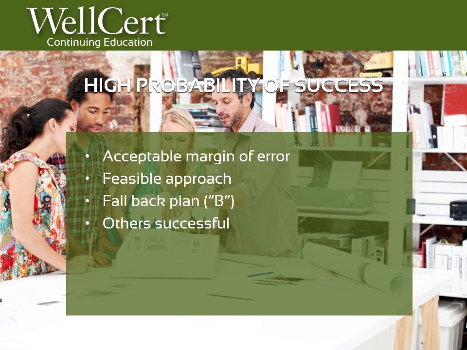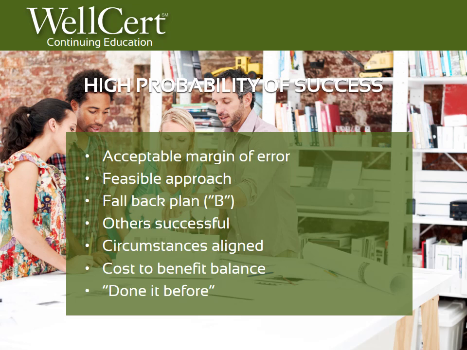We also want others to be successful, and we want this to improve their success. So we want that to be a cooperative venture. We want the circumstances to be aligned so that we can have that high probability of success. We want the cost to benefit balance to be reasonable according to the perceptions of our senior management. And we'd like to be able to say, in terms of probability of success, yes, we've done this before. It's occurred over here, and now we're replicating it over here.